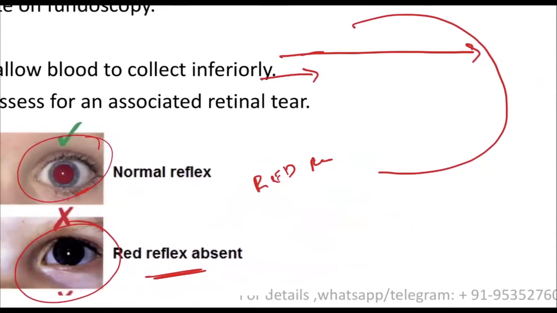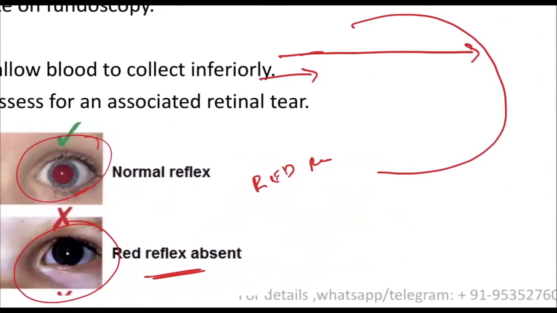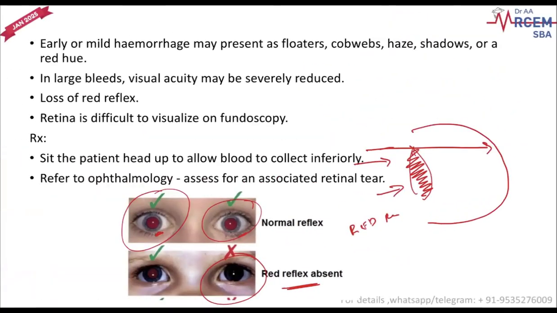Commonly seen because of a retinal tear, because there is no retina to reflect it back. Vitreous hemorrhages, you can see it. It is also seen in cataract, where there is an increase in density of the lens, so light cannot pass through it. So the red reflex will be absent. These are the circumstances you need to remember where red reflex can be absent.